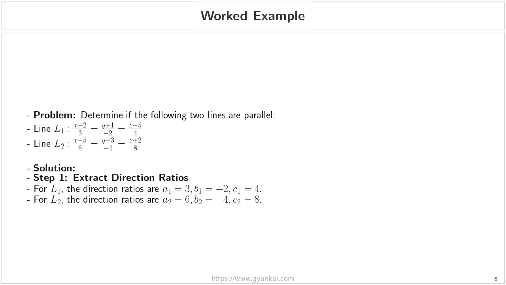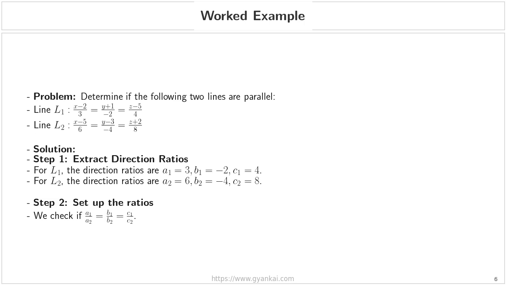Looking at the denominators of line 1, we can see that our first set of direction ratios, a sub 1, b sub 1, and c sub 1, are 3, negative 2, and 4. Now, looking at the denominators for line 2, our second set of direction ratios, a sub 2, b sub 2, and c sub 2, are 6, negative 4, and 8.